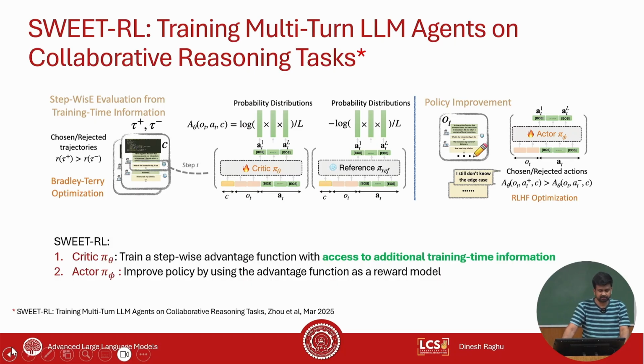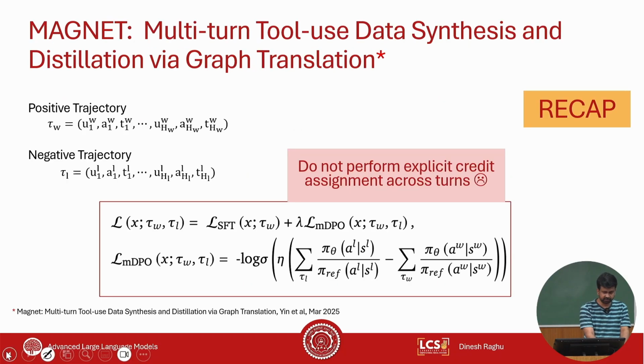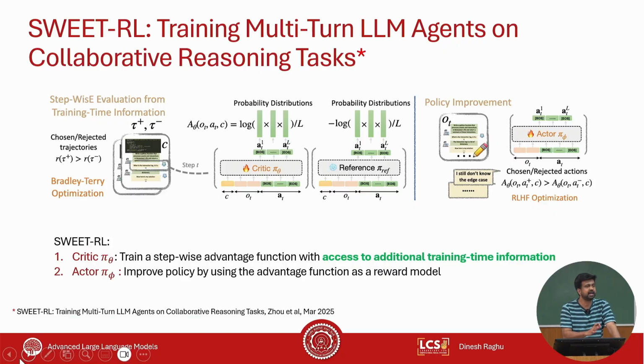So there's a two-step process. In the previous approach, if you remember, it's just a single step process. There's no critic. Just give positive, negative. The equation implicitly computes the reward and then assigns it. So this is an explicit actor critic model, where you first have to train a critic model which uses the additional training time information, and then you train your policy, and after training you can throw away your critic and keep only your actor. Okay.